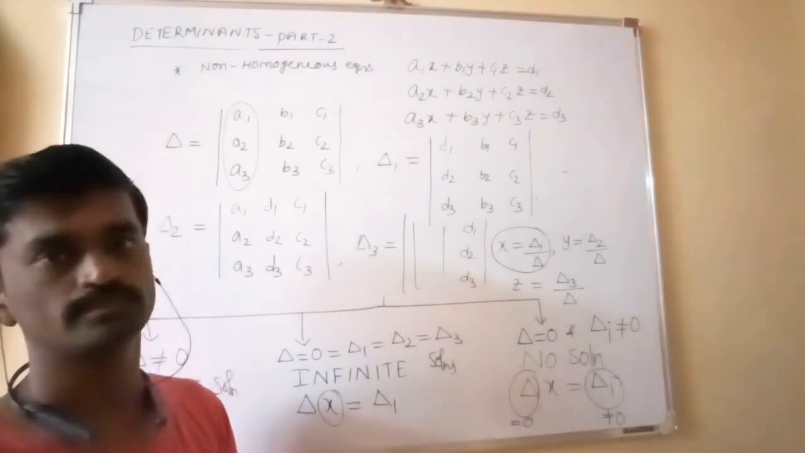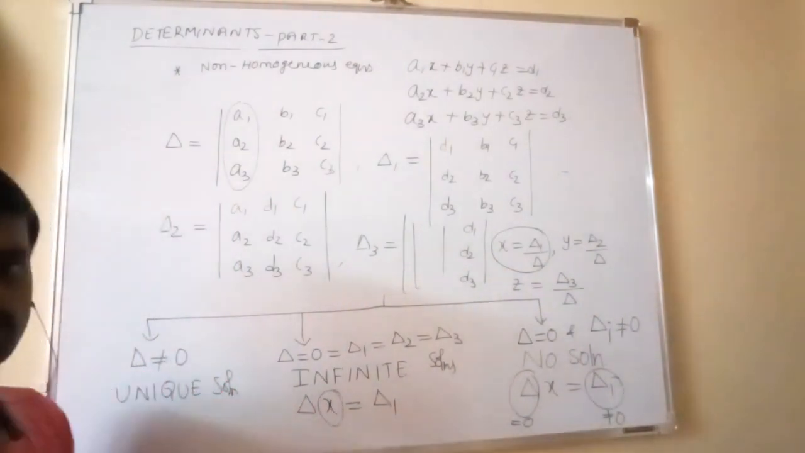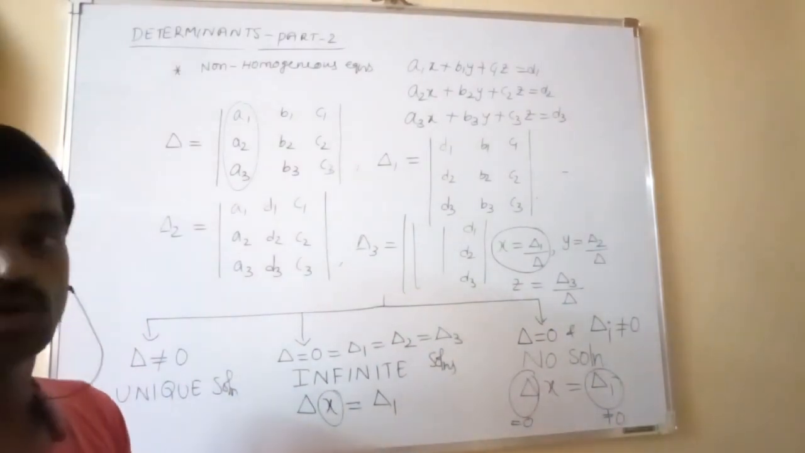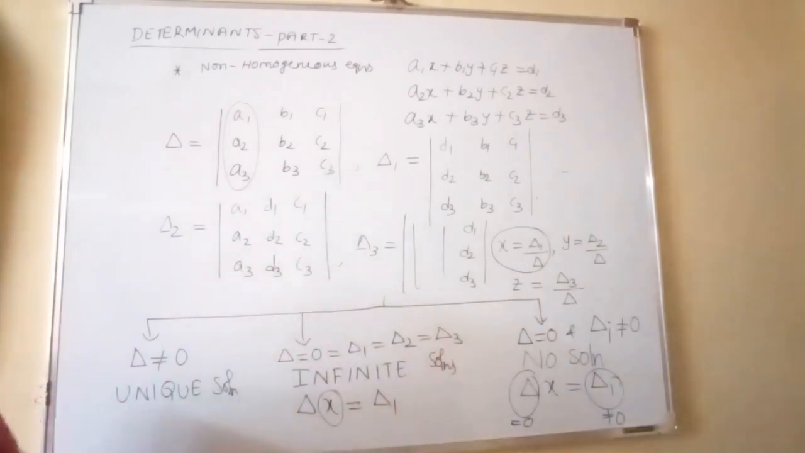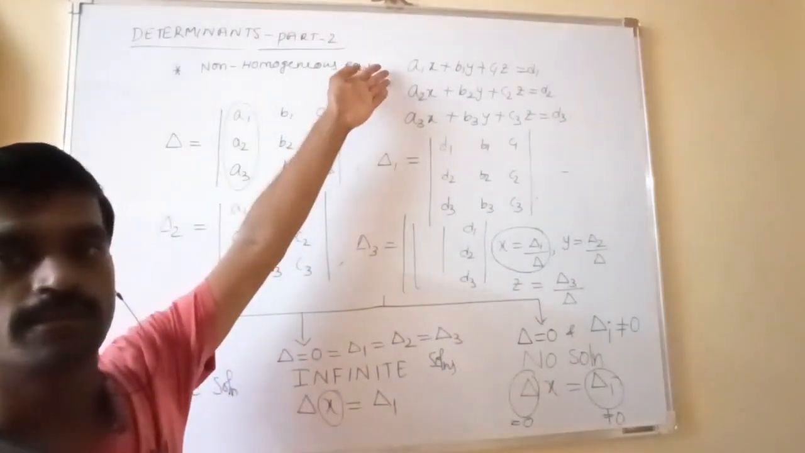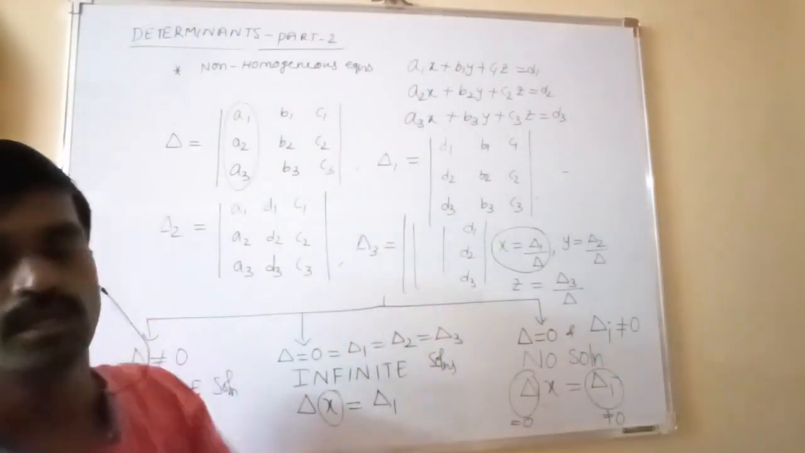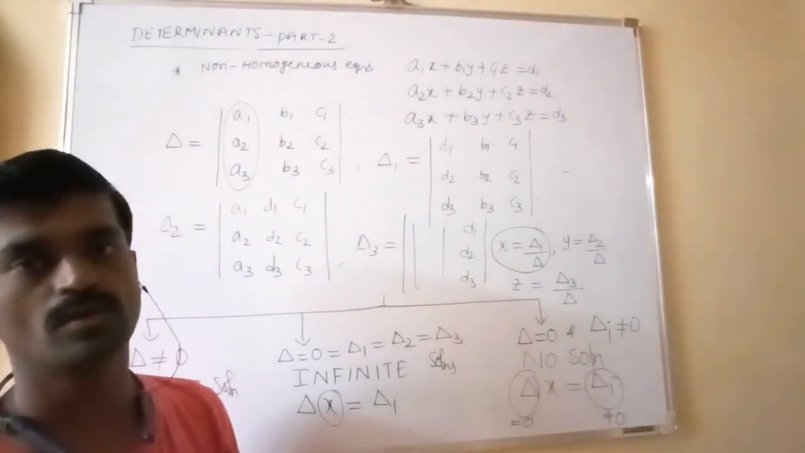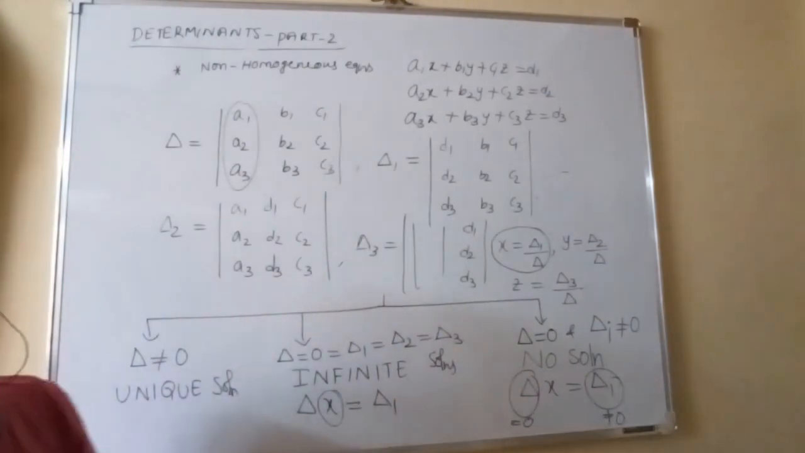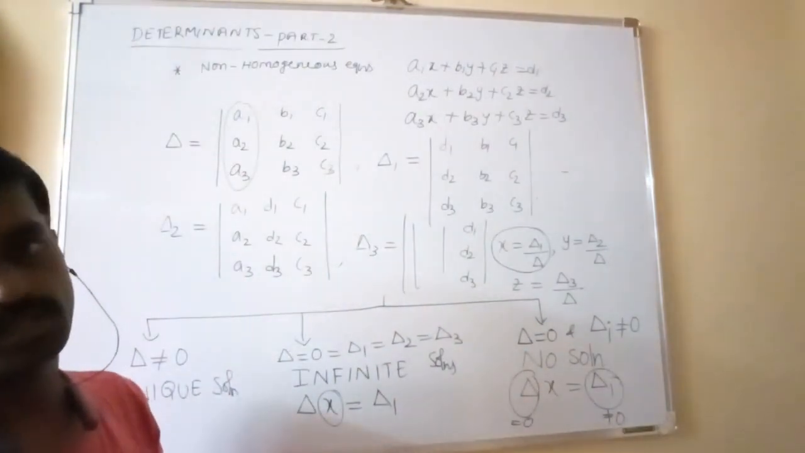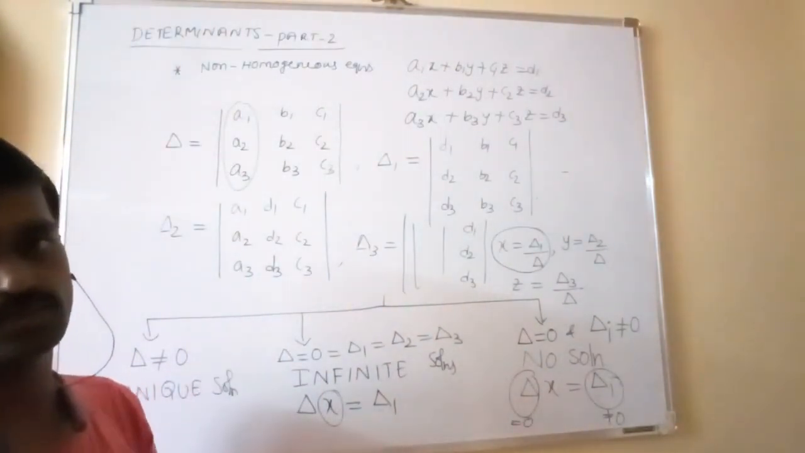So if the system has no solution, it means that the system is an inconsistent system. So this is about non-homogeneous equations. Here I have taken an example of 3 equations, 3 unknowns. In case of 2 equations, 2 unknowns also, same thing. In that case, we'll get delta, delta 1, delta 2, because 2 equations, 2 unknowns only, no?